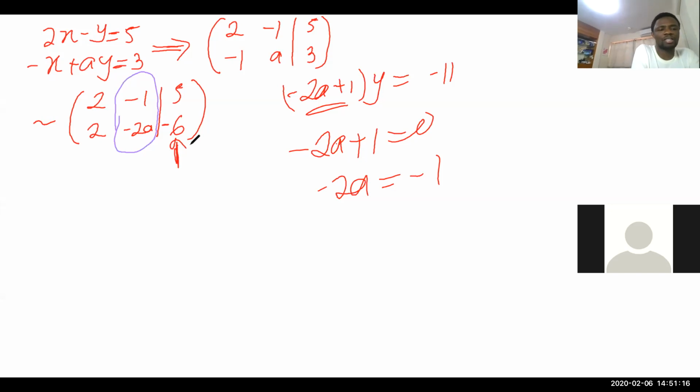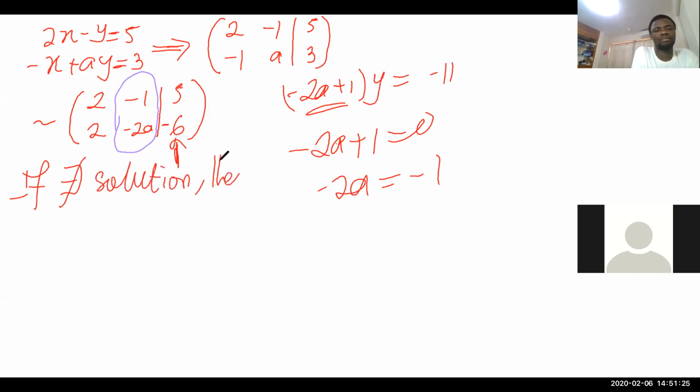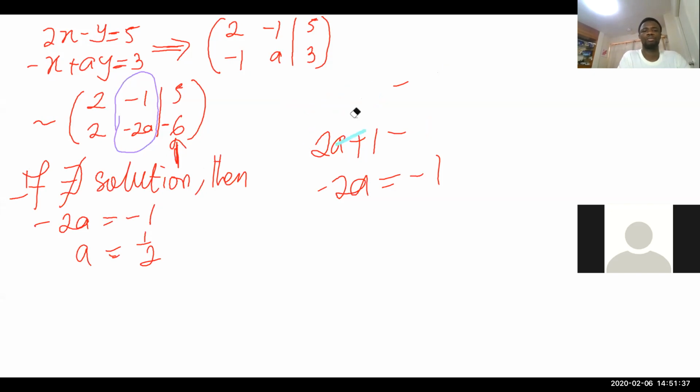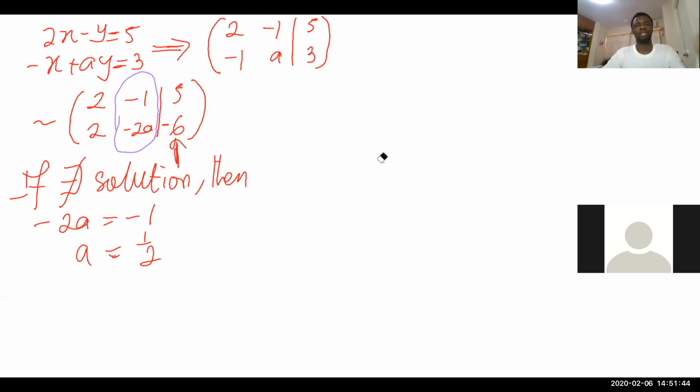So if there exists no solution, then -2a must be the same as -1. Then a will be 1/2. That's it. So you don't have to do the row operation, actually. That's why this set of questions for now, they are guided questions. They are not really asking you to go through the stress so far. Does that make sense, everyone?